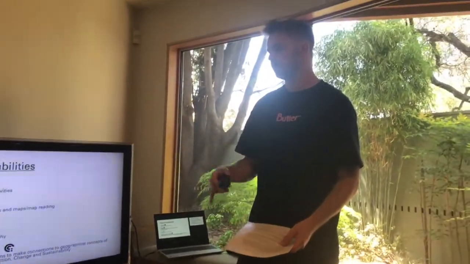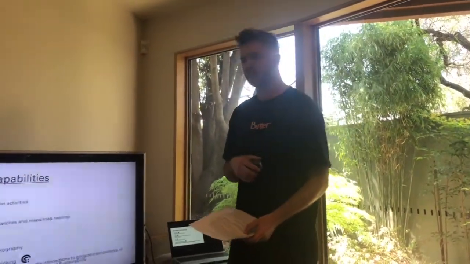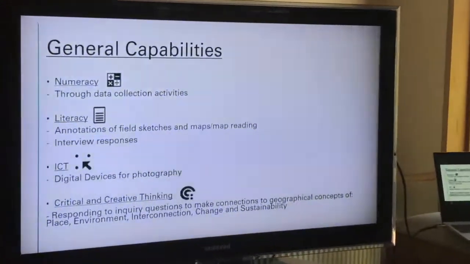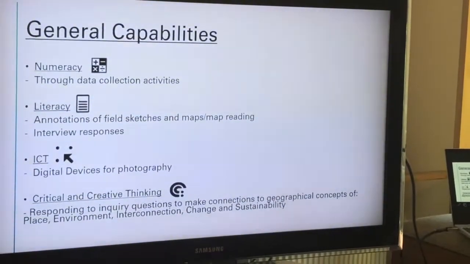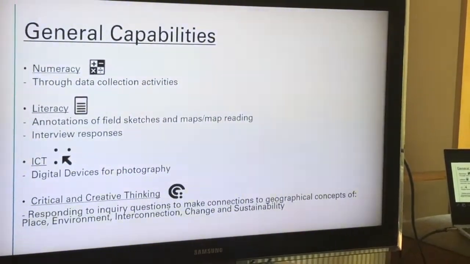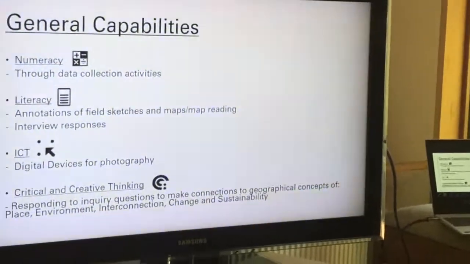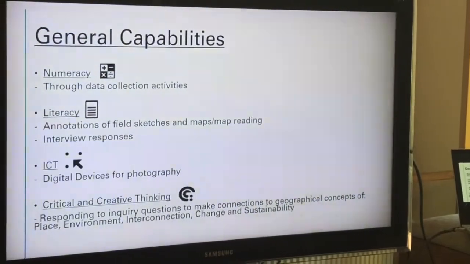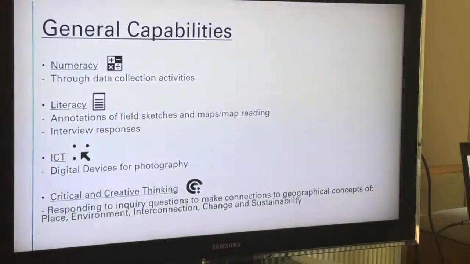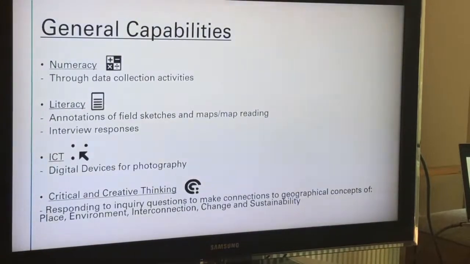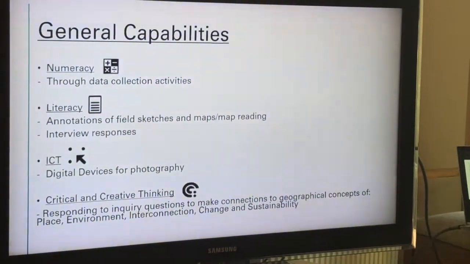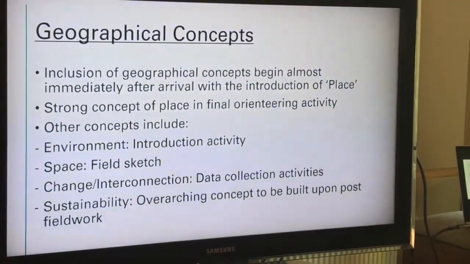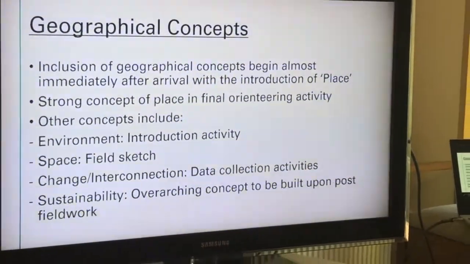So with general capabilities, numeracy is being addressed through data collection activities, literacy through annotations of field sketches and map reading, as well as interview responses. ICT will be used through digital devices for photography in the final activity, where they'll be encouraged to take pictures. The critical and creative thinking is responding to inquiry questions to make connections to the geographical concepts of place, environment, interconnection, change, and sustainability.